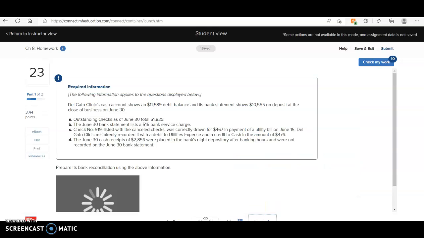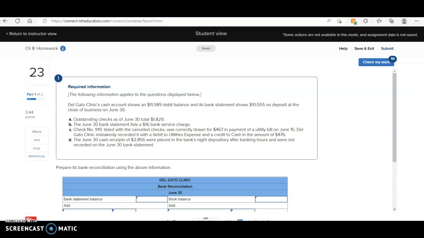Number 23 is going to be a two-part. This is a bank reconciliation and then the journal entries. So 23 and 24 go together. And we did do a bank reconciliation and journal entry before, so this is going to be another one you guys will do on your own for practice.